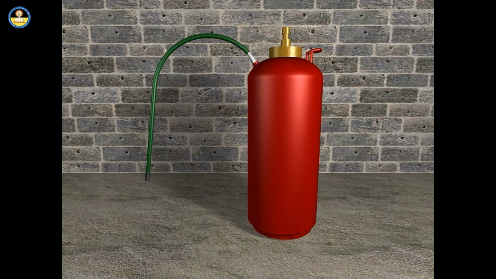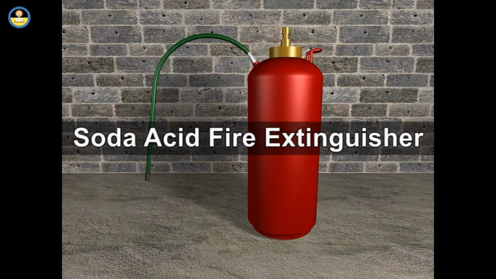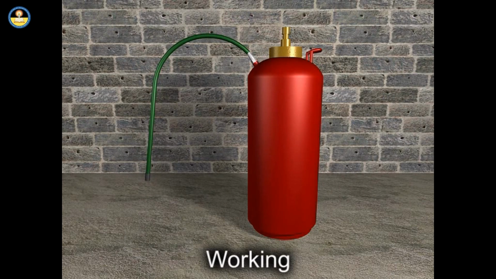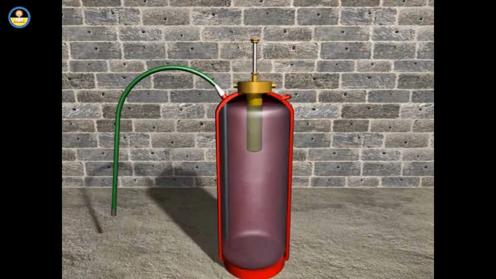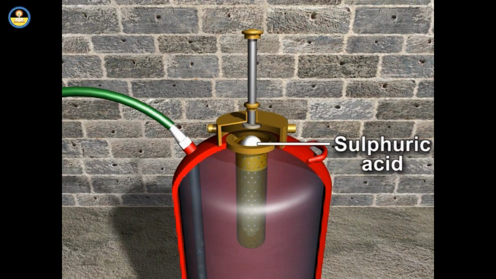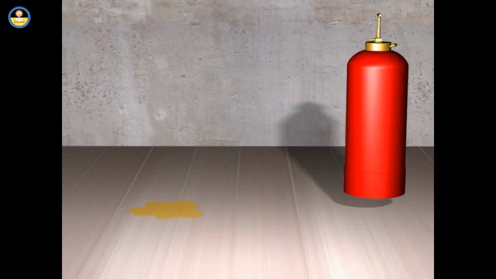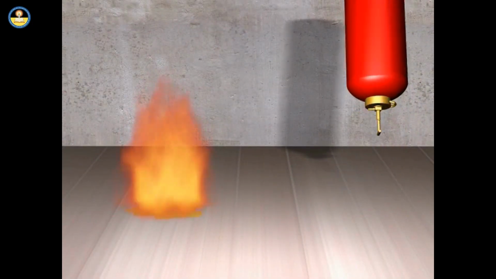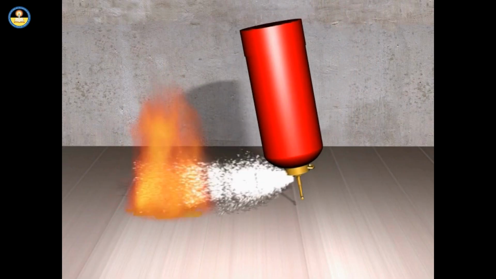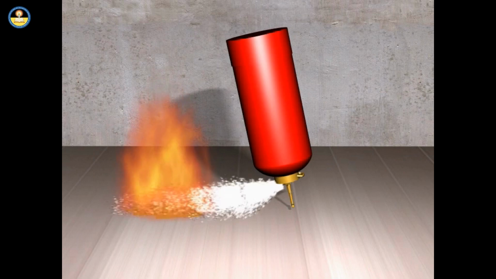Let us now have a look at soda acid fire extinguisher. Let us try to find out how it works. In this type of fire extinguisher, baking soda slurry in water and sulfuric acid solution are kept separately in different containers. When the knob is pressed or cylinder is inverted, sulfuric acid comes in contact with baking soda, releasing carbon dioxide.